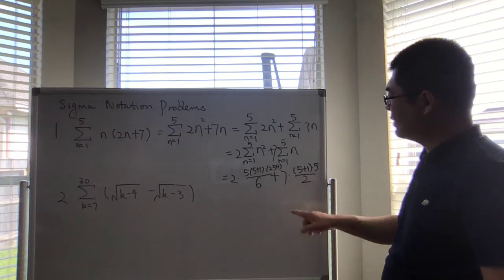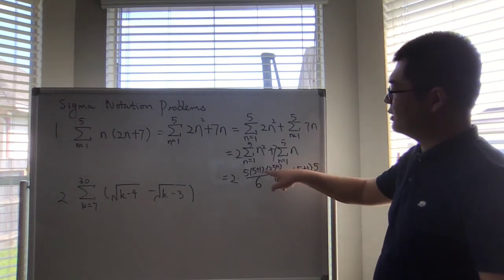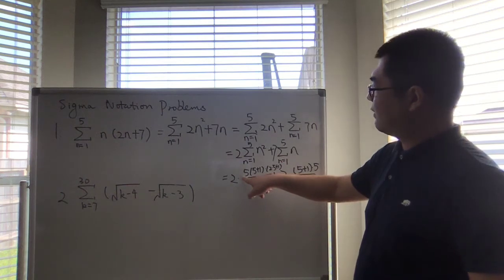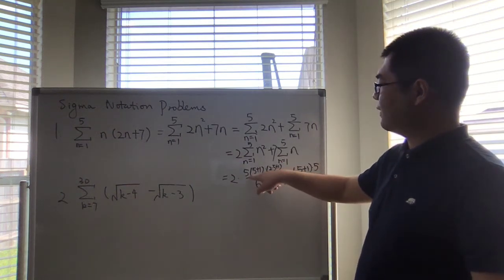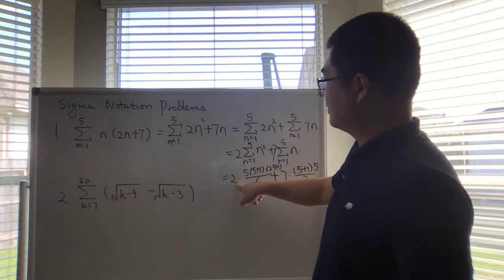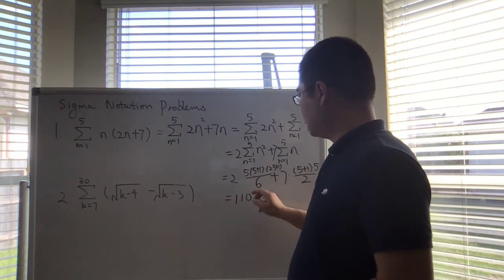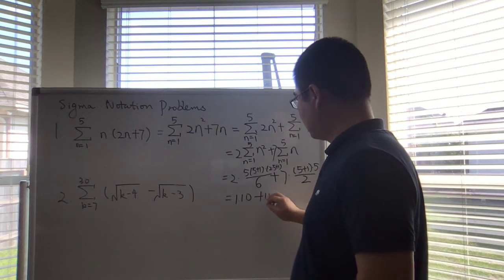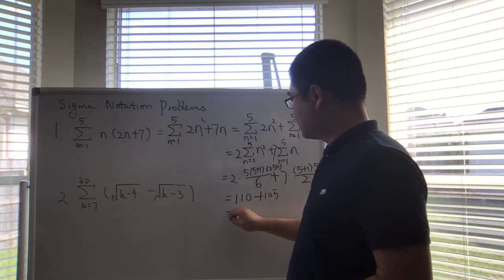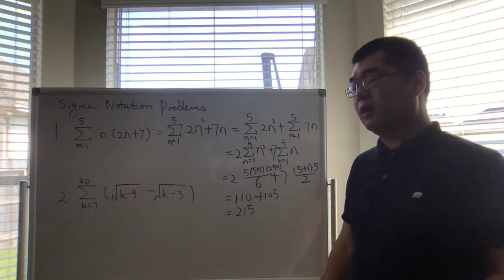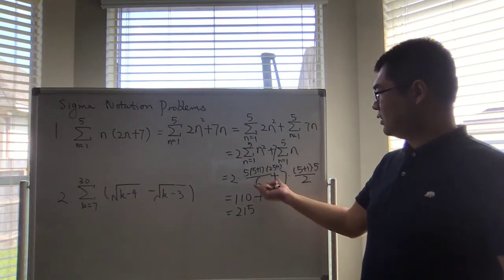So let's see. You have 11 here. Here 6 over 6 is gone. Times 5. So it's 11 times 5 is 55. This part is 2 times 55, which gives us 110. This part gives us 105. So here we're going to have 215. Okay. Be careful, guys.